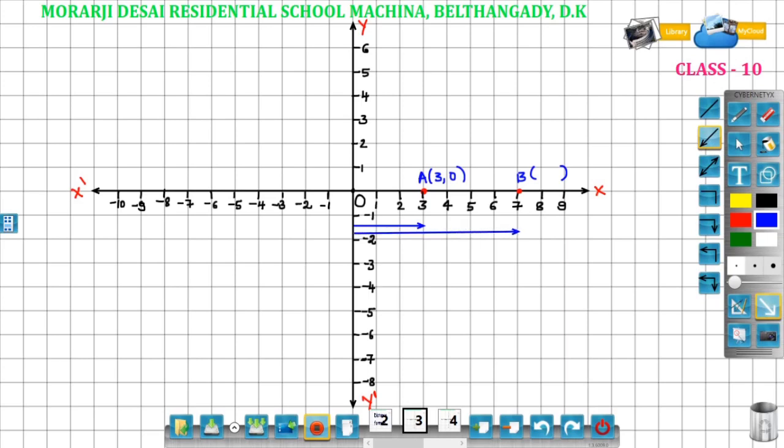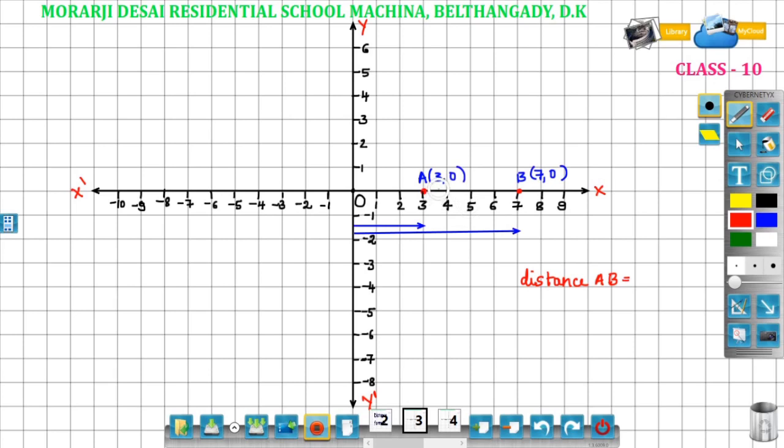Point B is at a distance 7 units along the x-axis. So x coordinate is 7 and along the y-axis 0 units. So y coordinate is 0. Look at these 2 points. The y coordinates of these points is 0. So if the points lie on the x-axis, then y coordinate is 0.